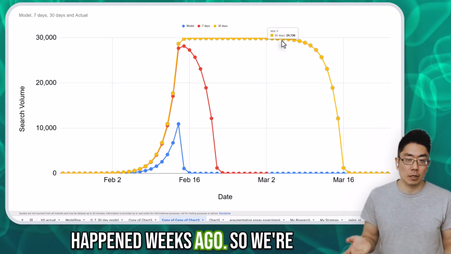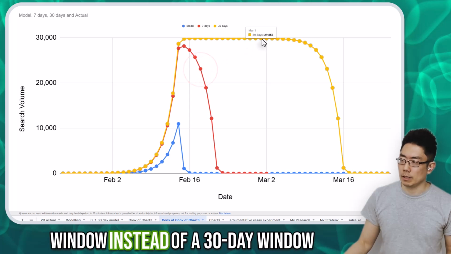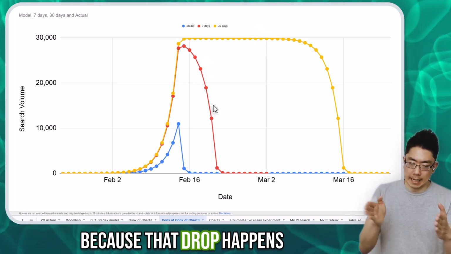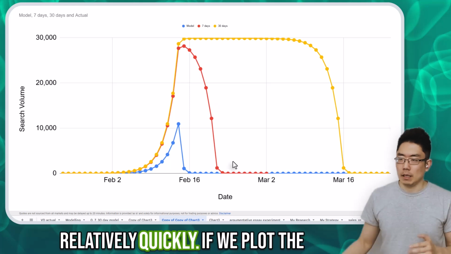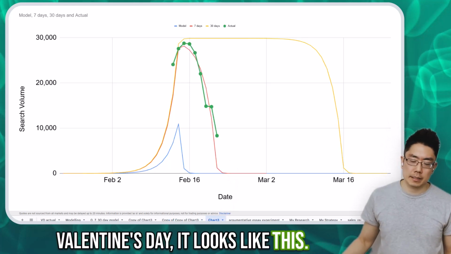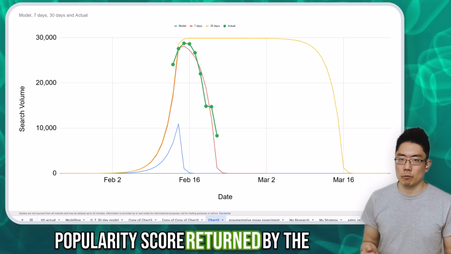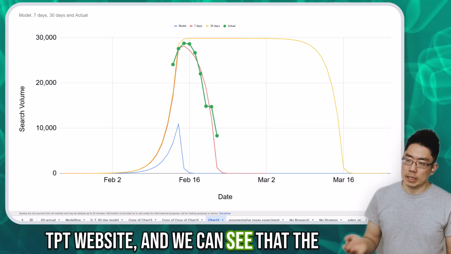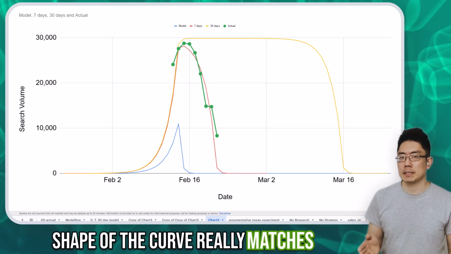Because it happened weeks ago. So we're probably looking at a 7-day window instead of a 30-day window because that drop happens relatively quickly. If we plot the actual search volume for Valentine's Day, it looks like this. The green curve shows the popularity score returned by the TPT website, and we can see that the shape of the curve really matches that 7-day window.